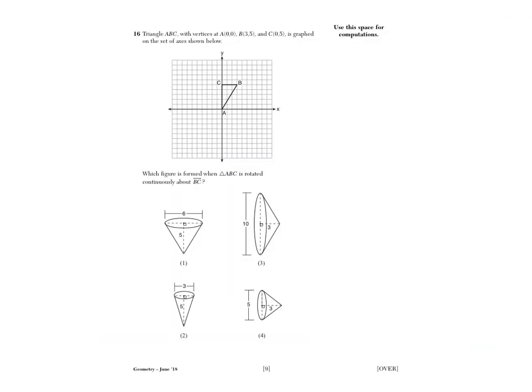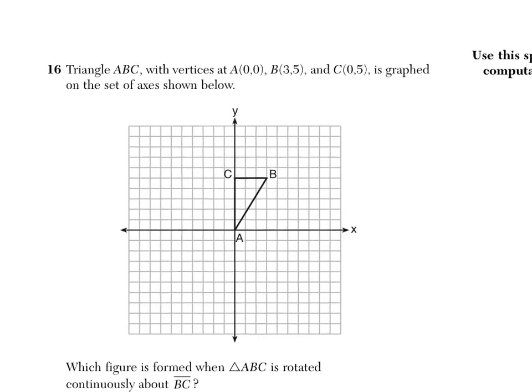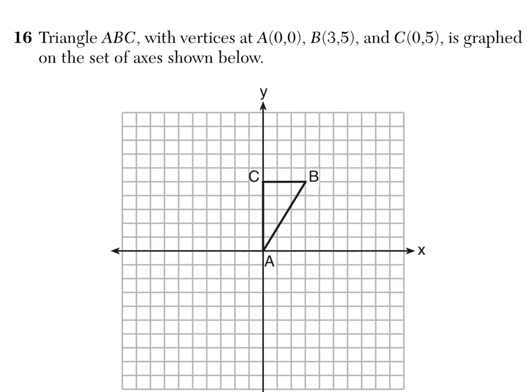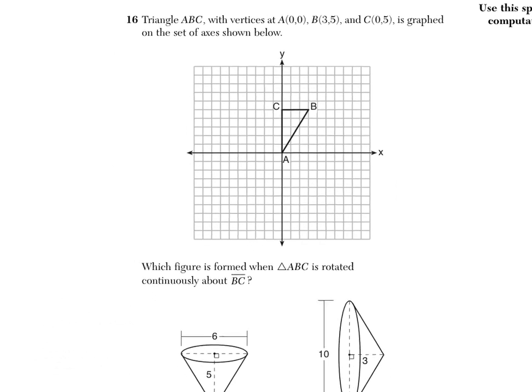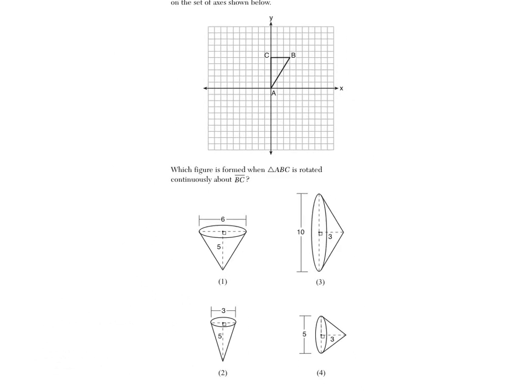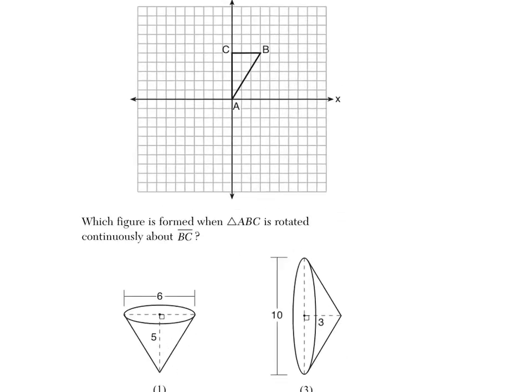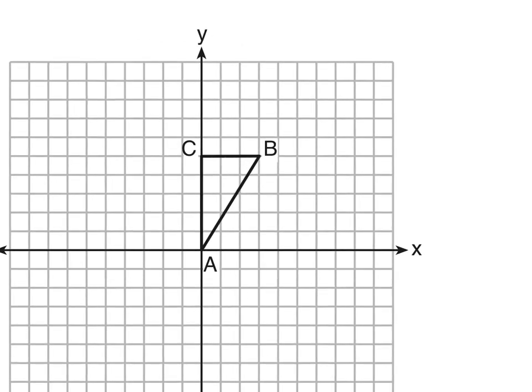Let's take a look at question 16. It says a triangle ABC with vertices A, B, and C is graphed on the set of axes below. Which figure is formed when AB is rotated continuously about BC? If this is rotated continuously about BC, I know that it's going to be rotated around this segment right here, and it's going to look a little something like this. You can sort of imagine what that would look like.